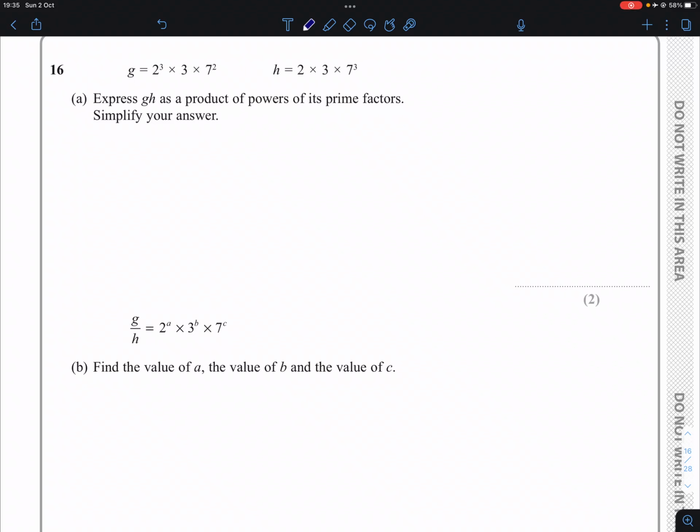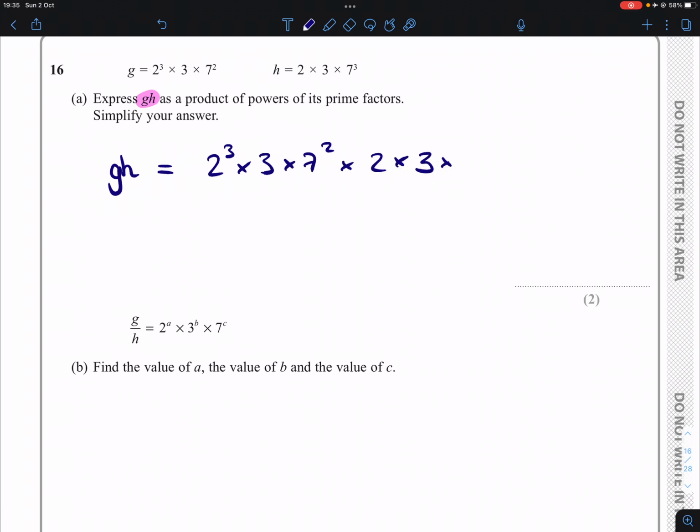Question 16. We are given g as being 2 cubed times 3 times 7 squared. We're given h as 2 times 3 times 7 cubed. And we are asked to express gh as a product of powers of its prime factors. So gh means that you're multiplying g and h together. So I could set up this sum to begin with.